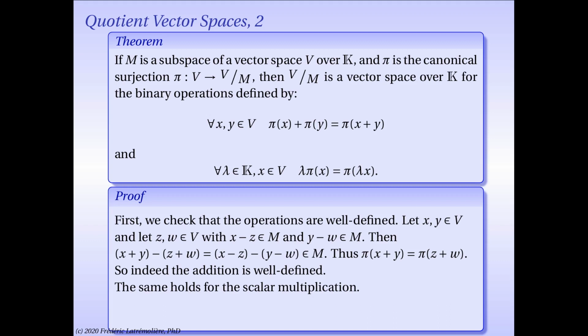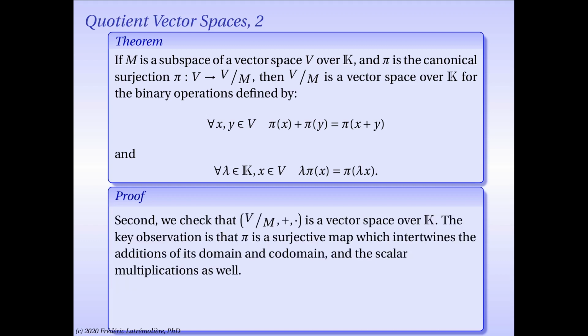What it means is that x plus y is equal to z plus w modulo M. In other words, they have the same equivalence class. So the addition is well defined. It does not depend on the choice of representative for your equivalence class. The same holds for the scalar multiplication, so I'm not going to write it, it's the same idea.